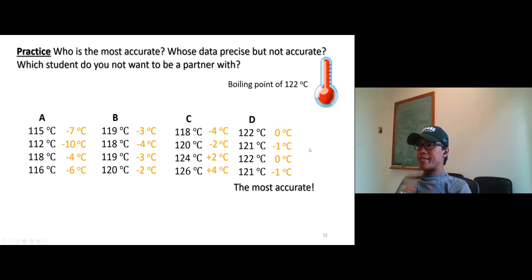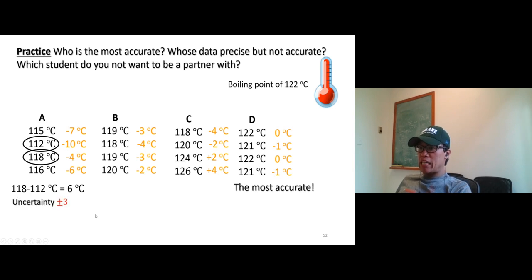All right, who's the most precise? There might be multiple answers. I'm going to take the highest number 118 minus the lowest number 112. That's about 6 degrees Celsius apart. The uncertainty range is plus minus 3 degrees Celsius. In B, I do the same thing. Take the highest minus the lowest, so 2 degrees apart. The uncertainty range is plus minus 1, even better.